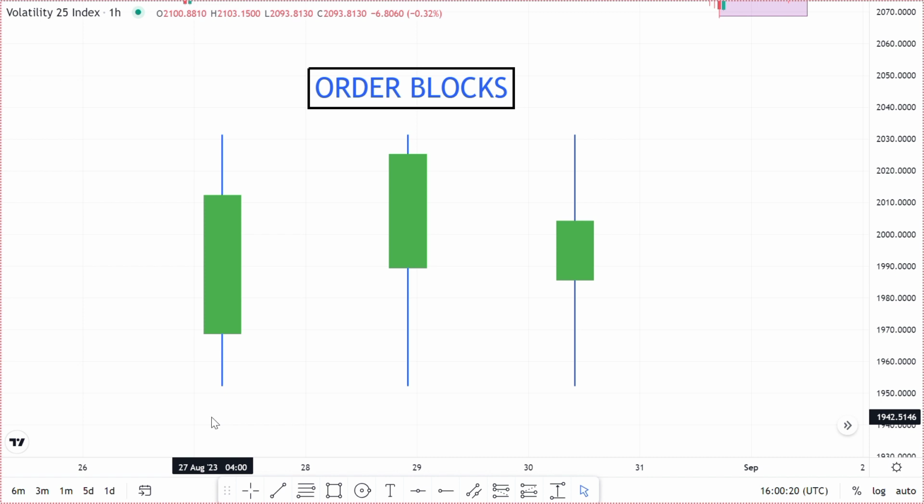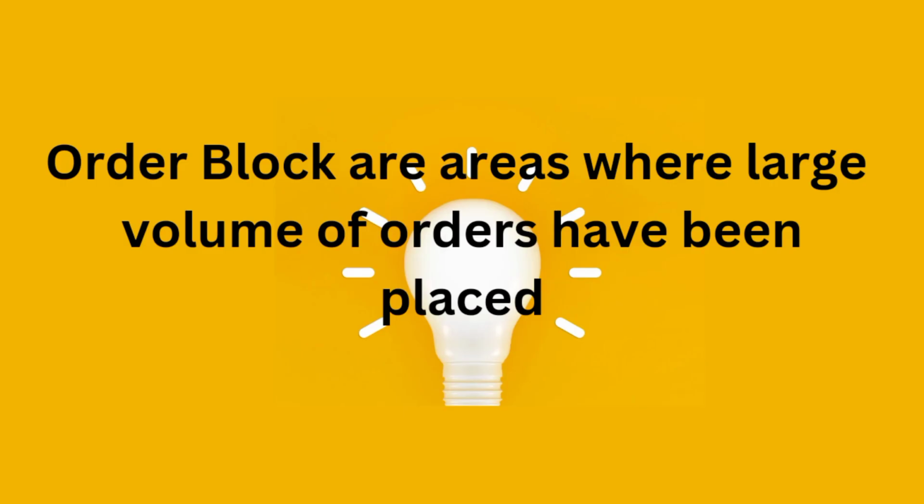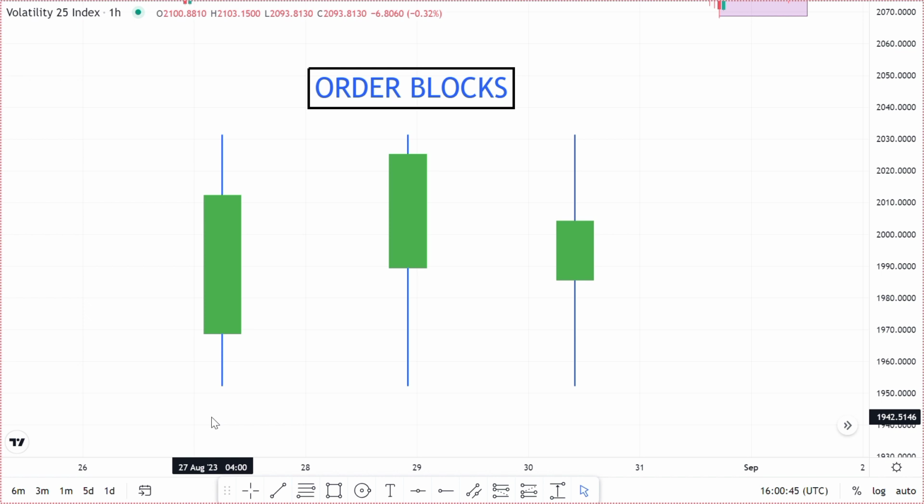Now, some people are asking, what does order block mean? Order blocks are areas where large volumes of orders are being placed. They are usually areas where you have a high volume of money residing. They could be a sell order or a buy order. It could be at the top of the chart or at the low.